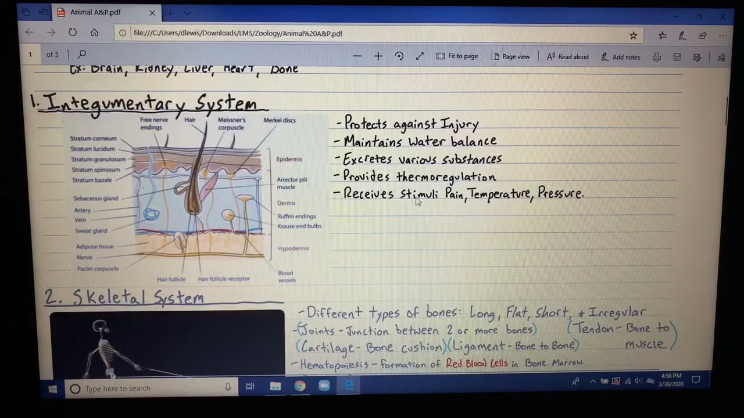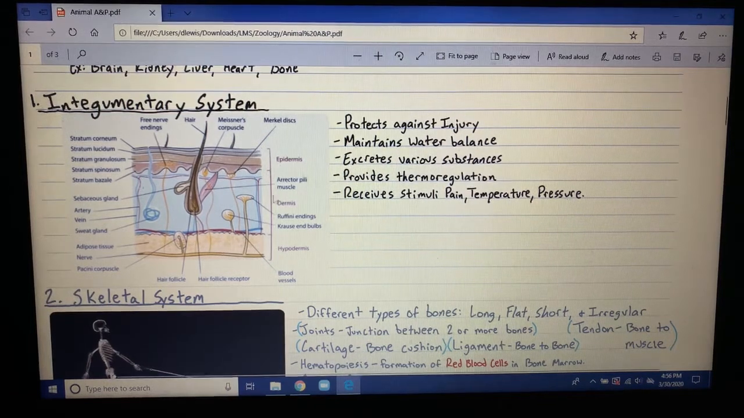You also have the ability to receive stimuli, such as pain, temperature, and pressure. You can feel all of those things on your skin. Perhaps all at the same time if you were to touch something hot like an oven. So don't do that though.